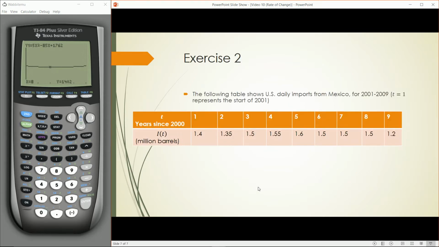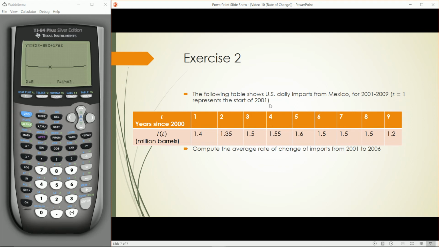So here's your next exercise. The following table shows the U.S. daily imports from Mexico from 2001 to 2009. Pretty straightforward. Compute the average rate of change of imports from 2001 to 2006. Keep in mind, t is in years since 2001, so t equals 1 represents the start of 2001. Go ahead and pause it and try it out.